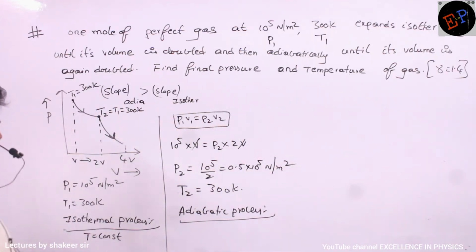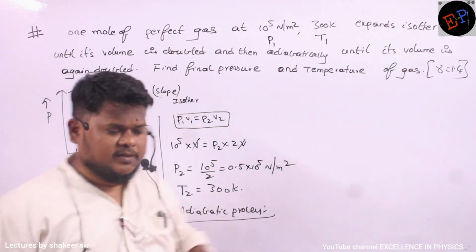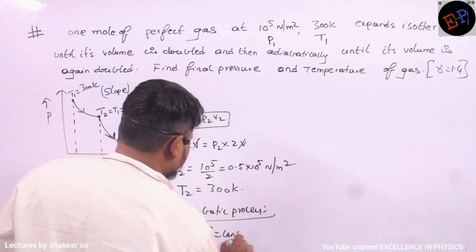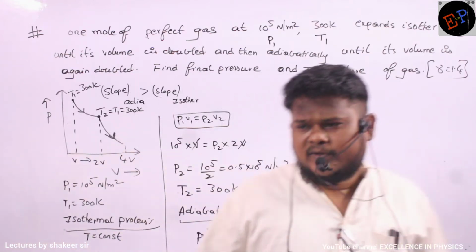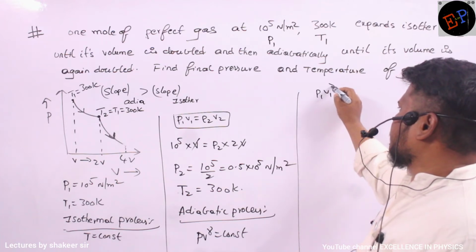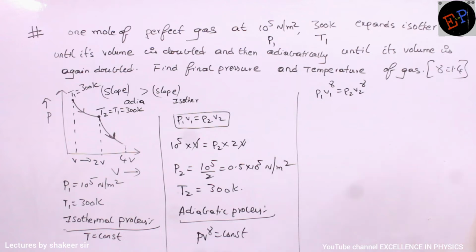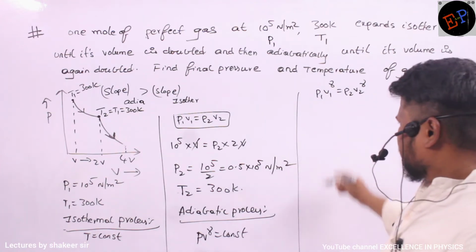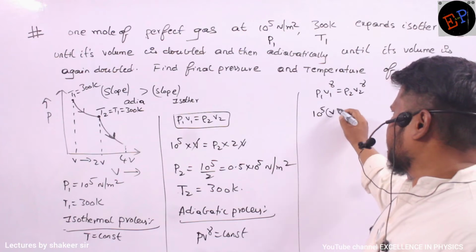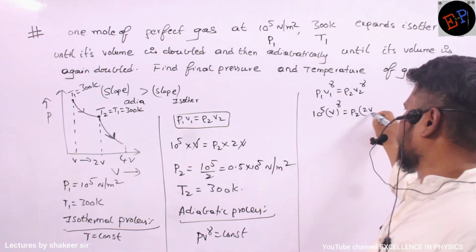Now the adiabatic process. The relation between pressure and volume in an adiabatic process: PV power gamma is a constant. So for two different conditions, how can I write? I can write P1 V1 power gamma equals P2 V2 power gamma. So what is the initial pressure? Initial pressure is 10 power 5. Initial volume is V power gamma. Final pressure, I don't know. Final volume is 2V power gamma.